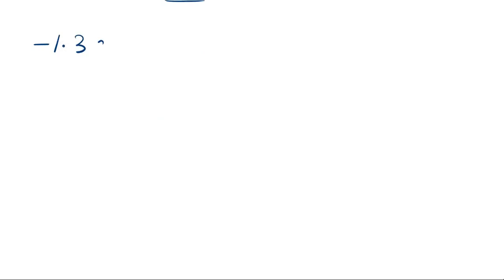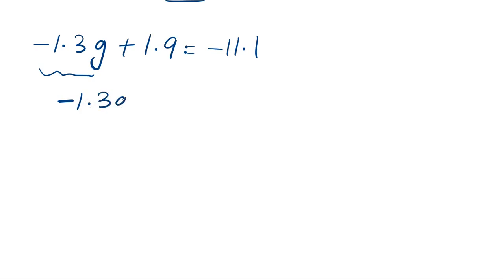Okay, we can check another example. Negative 1.3g plus 1.9 is equal to negative 11.1. Okay, so we have to isolate this term here, negative 1.3g. Then bring this 1.9 from left side to right side. So the equation changes to negative 11.1 minus 1.9.